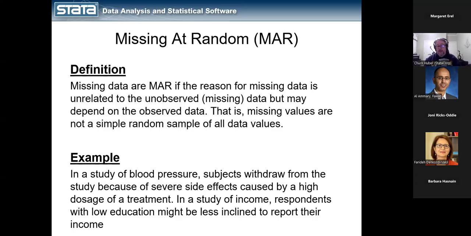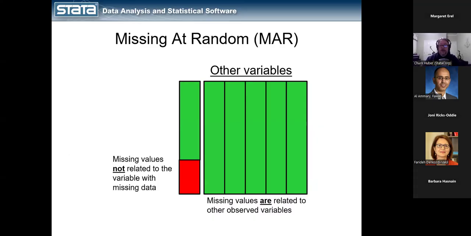Another one might be in a study of income. Respondents with lower education might be less inclined to report their income. So it's not the income itself that makes them not respond, but it's the lower levels of education that lead them to not respond. And education status may be in our data set. And so we could look at the relationship between education and the missingness of the data.